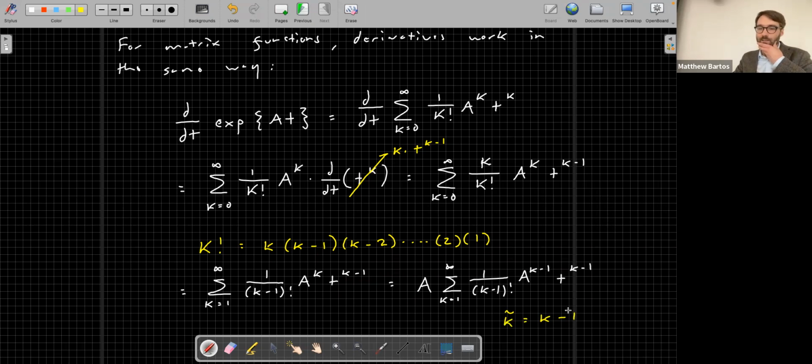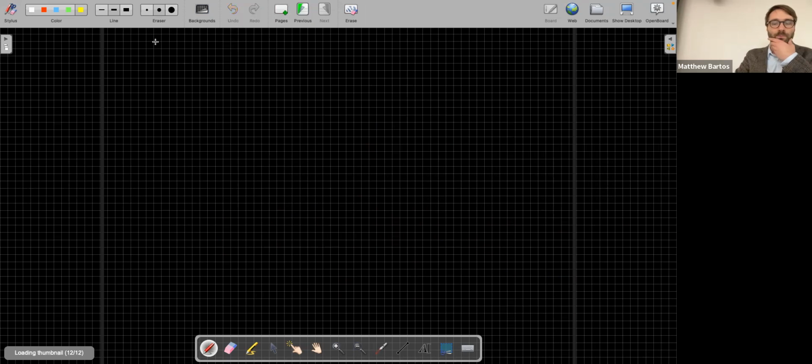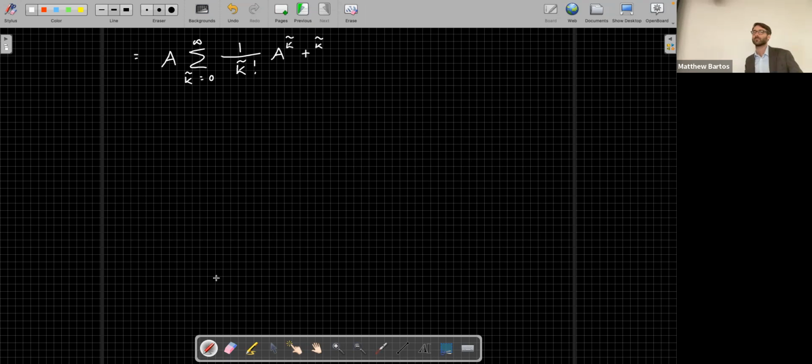So if we redefine k tilde to be k minus 1, we can rewrite this. We have that this is equal to the sum a times the sum from k tilde equals 0 to infinity of 1 over k tilde factorial times a to the k tilde times t to the k tilde. Now, what do you notice about this expression here?